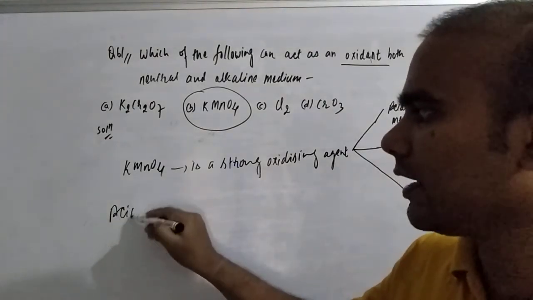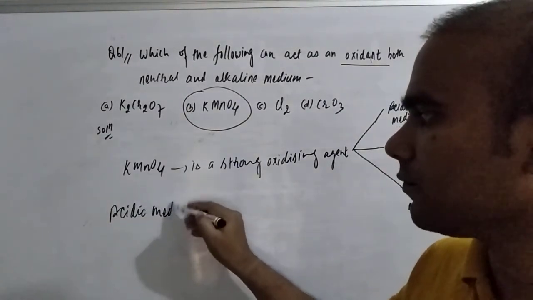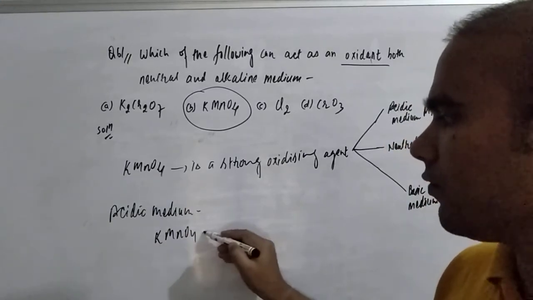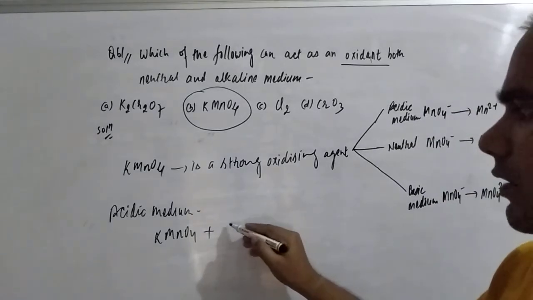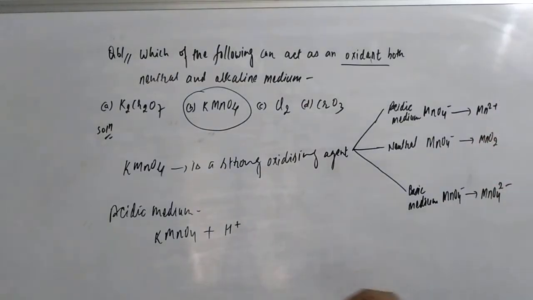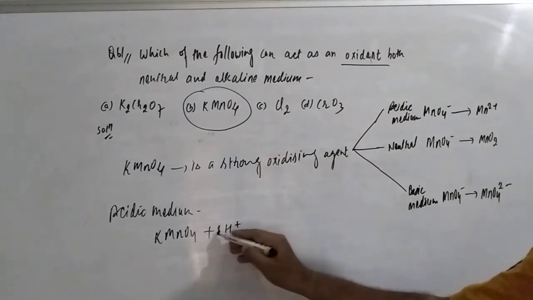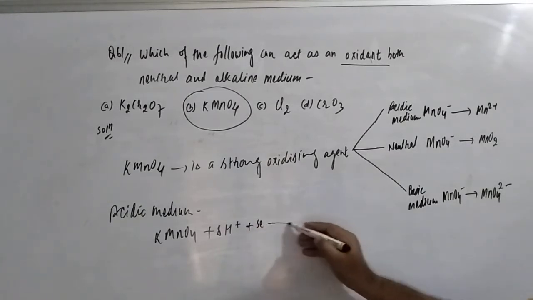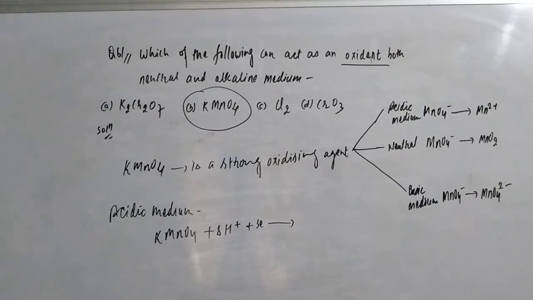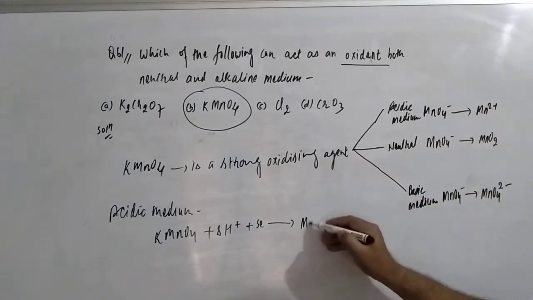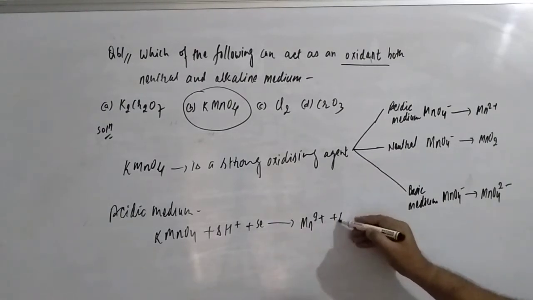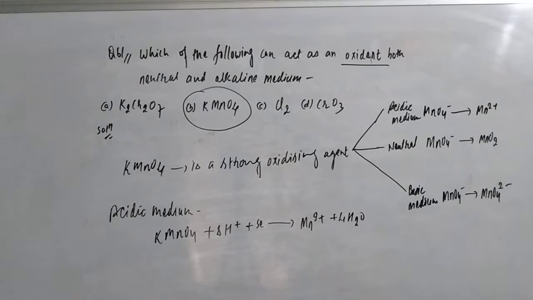Take the acidic medium, because this is a very important one. You take KMnO4, and acidic medium means it reacts with H+. How many H+ do you need to take, students? 8 H+, along with 5 electrons, and it converts into Mn2+. Along with this it gives 4 water molecules, 4H2O. So this is the balanced equation for acidic medium.